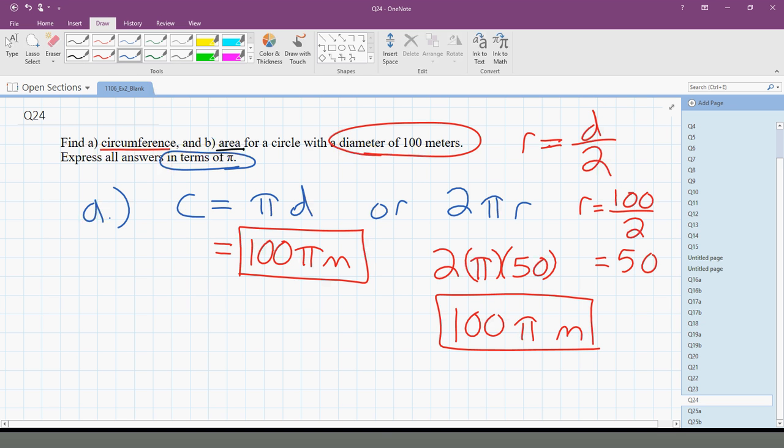All right, part B. We want to find area. What is the area formula for a circle? What is the area formula for a circle? Is it the area of a circle? Yes, area of a circle.